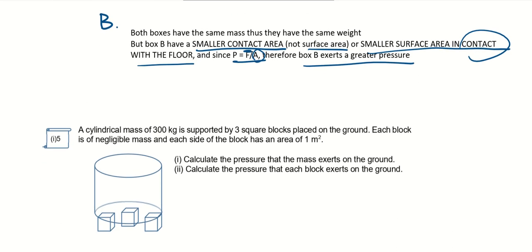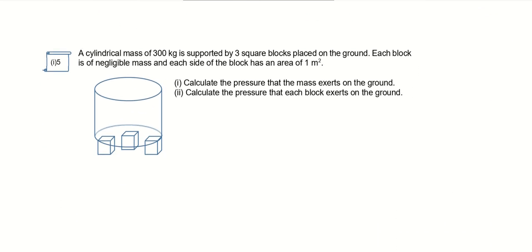Okay? Now, I5, last question. A cylindrical mass of 300 kg. So this mass is 300 kg. Okay. Always underline the numbers and make sure that you know what it is. It's supported by 3 square blocks placed on the ground. Each block is of negligible mass. That means we don't need to care about their mass. And each side of the block has an area of 1 meter square.